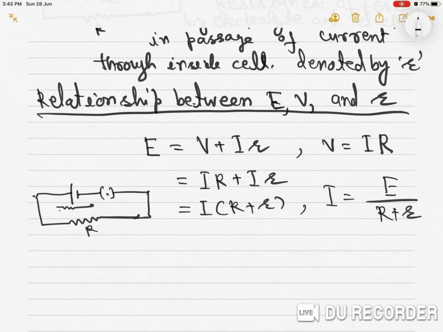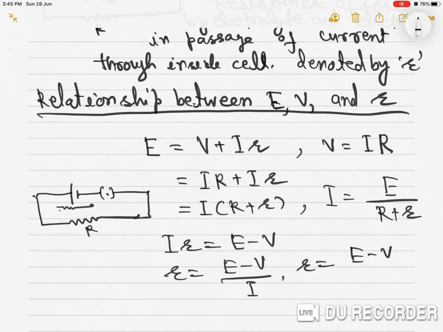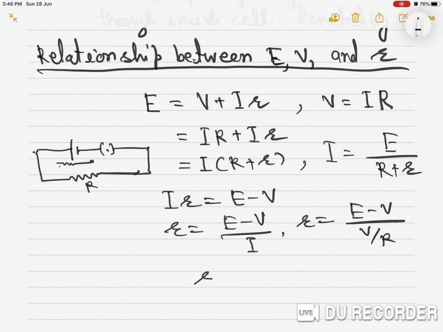And to find the formula for internal resistance, I r is equal to E minus V by the first equation. So, r is equal to E minus V upon I, and I is V upon capital R. So, r is equal to E minus V upon V into R, and we get the formula for internal resistance.